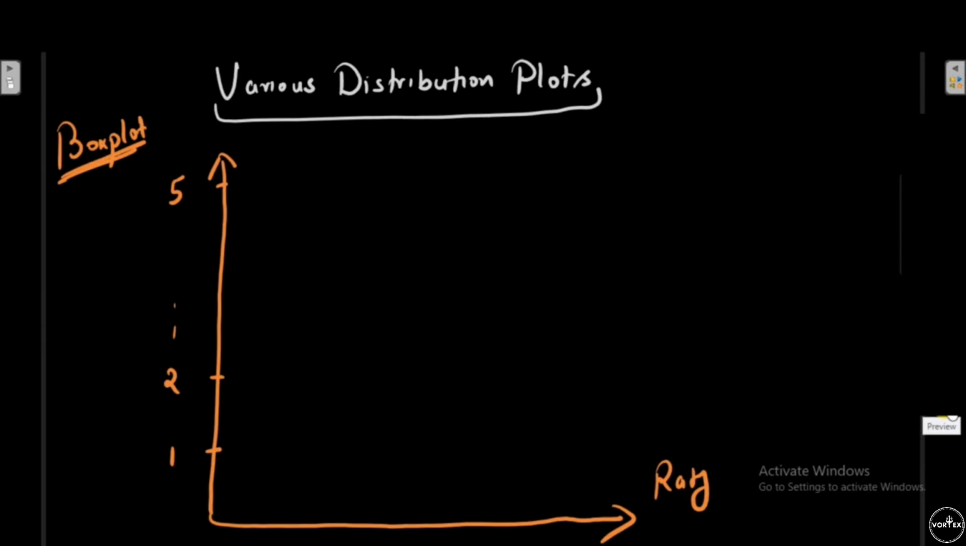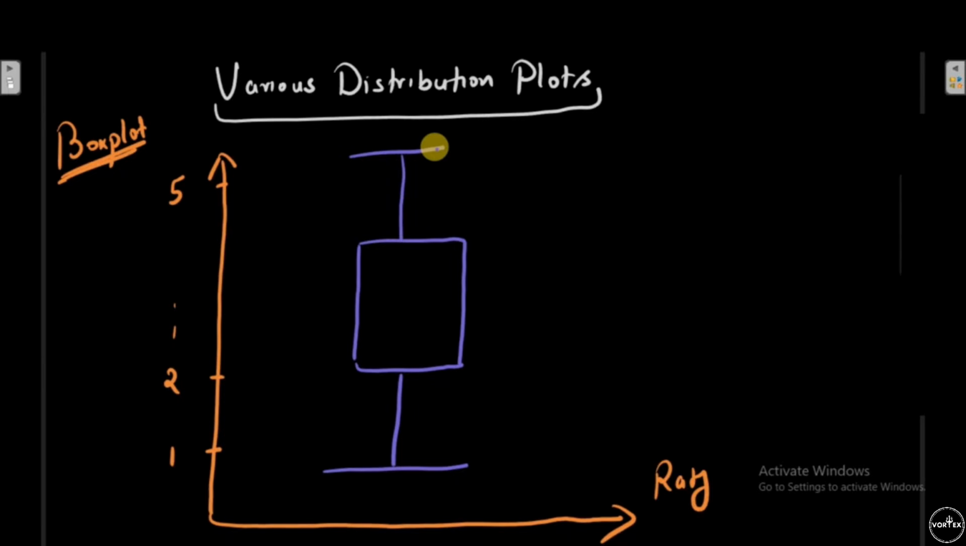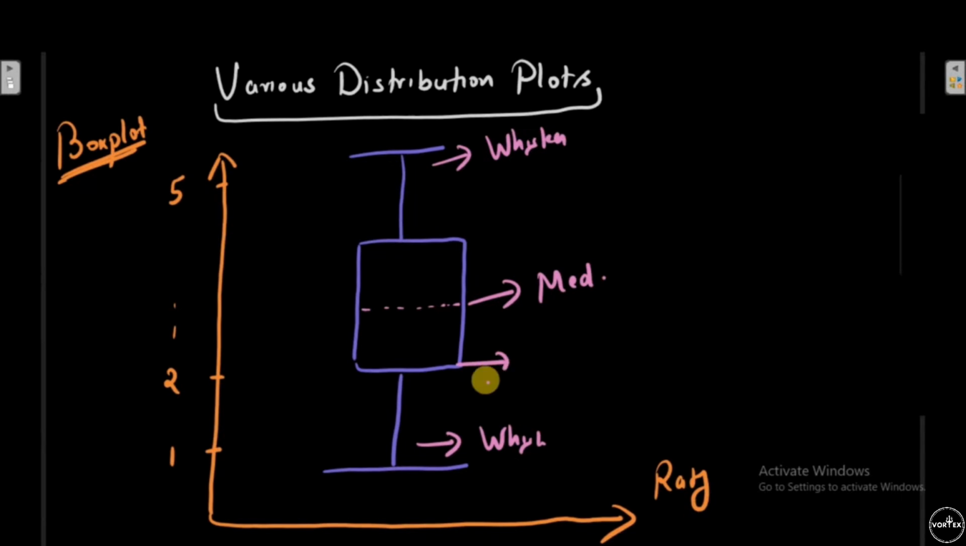And let's say this is the box plot we have. So in general, a box plot will look like this. This is a box, and this is often known as a whisker. This is also a whisker. Here we have a line which is nothing but the median.